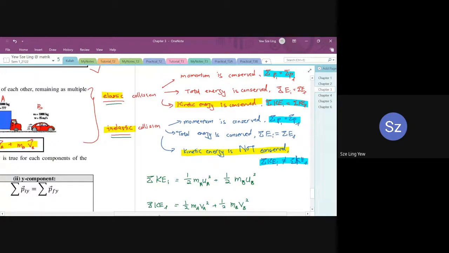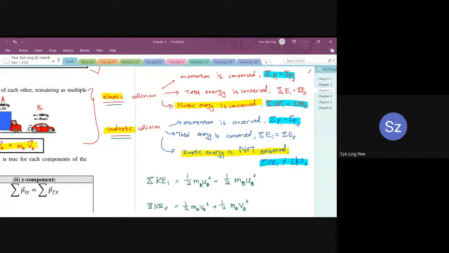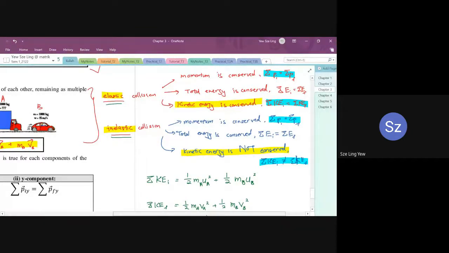Okay. So far, any questions regarding these 4 types of collision before I move to 2D momentum? If no question, then that is good. Okay, that's very good. So make sure you know how to distinguish, especially when it comes to elastic and inelastic. Next, okay, the last part in chapter 3.